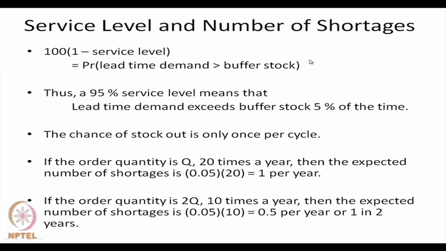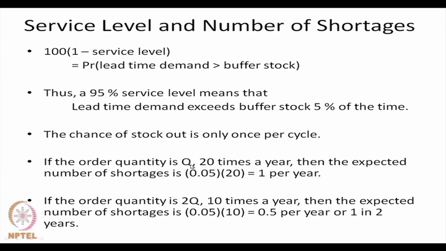Before we go for the dependent demand case, we will give some more insights into the service level. As I have already told, the chance of stock out, 100 into 1 minus service level, is the probability that the lead time demand is greater than the buffer stock. Thus, a 95% service level means lead time demand exceeds buffer stock 5% of the time. Thus, the chance is 5% stock out in one cycle.